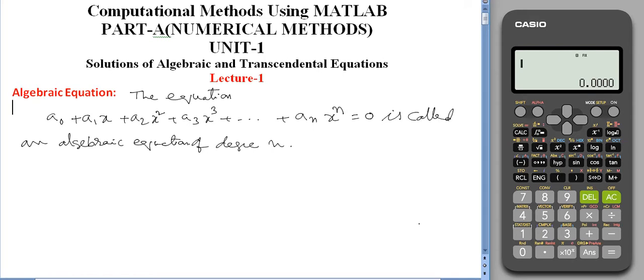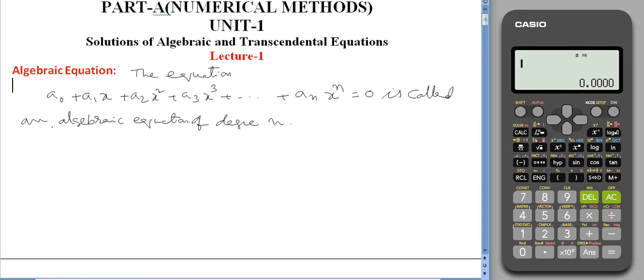So, here in this equation there is no trigonometric function, no exponential function, no logarithmic function, no hyperbolic function, no mod functions, etc. It is simply only in terms of x. This equation is called an algebraic equation. The highest power of x is n. That's why the degree of this algebraic equation is n.